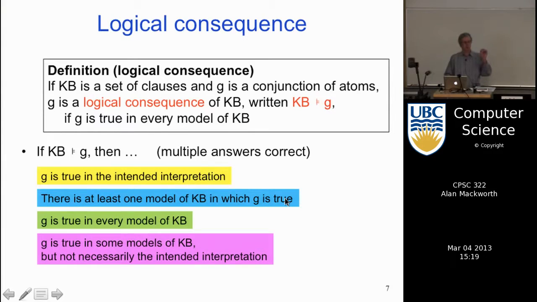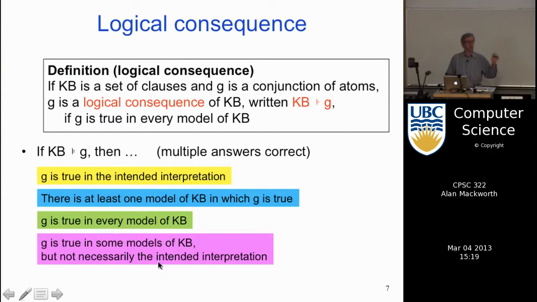I mean, that's a kind of tricky one. Maybe there aren't any models of the knowledge base, but there's always at least one model of this kind of knowledge base, as we'll see in a minute. And G is true in every model of the knowledge base. That's the definition up here. It's written down here, right? It's true in every model. Then there's at least one model in which it's true, if there is a model. And it's true in the intended interpretation, if the intended interpretation is a model. This last one's false, the red one.